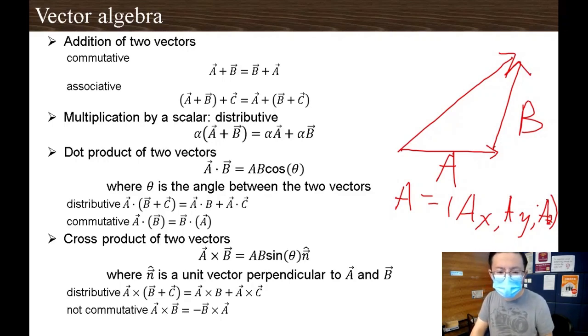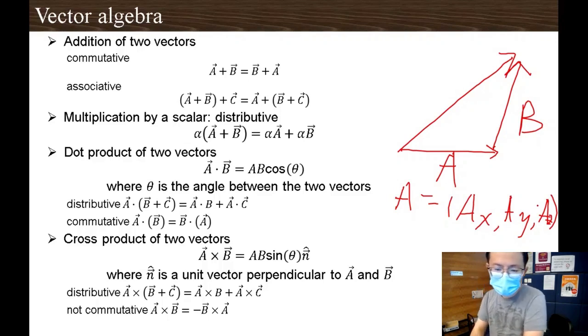So some basic identities of the vectors involve, like, the two vectors can be added, and the addition is commutative and also associative. And the vectors can be multiplied by a scalar, and the multiplication is distributive. And you can define a dot product of the two vectors.